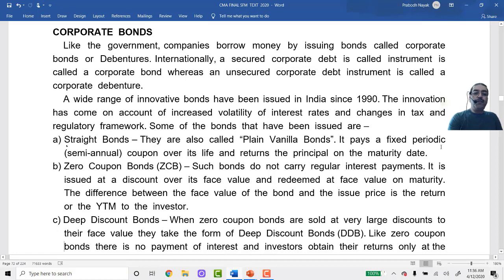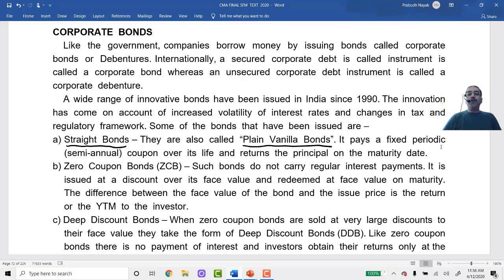The first one is straight bonds. Straight bonds, another term for that is plain vanilla bonds. So sometimes in your examination question, you may have something called plain vanilla bonds. Plain vanilla bonds are nothing but straight bonds, where there is a fixed rate of interest that is payable, calculated on a half-yearly basis, semi-annual basis, and over a period of time. The time is fixed in advance, and on the maturity date, the principal amount is returned.